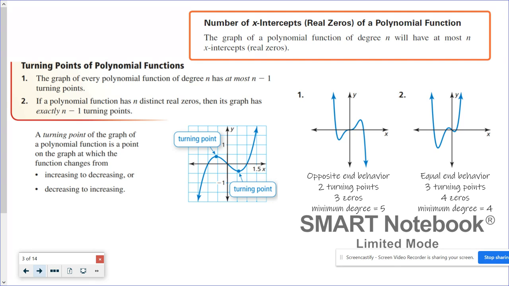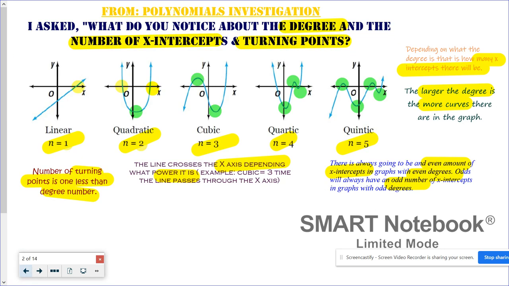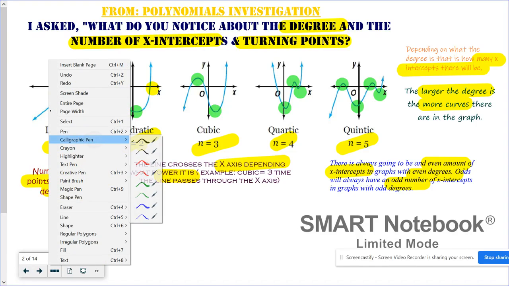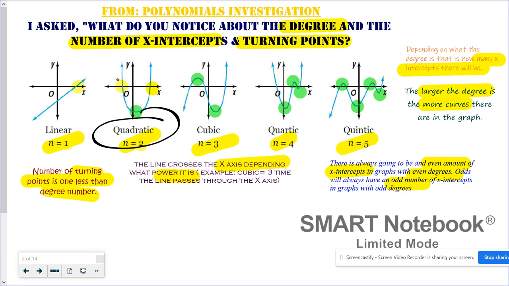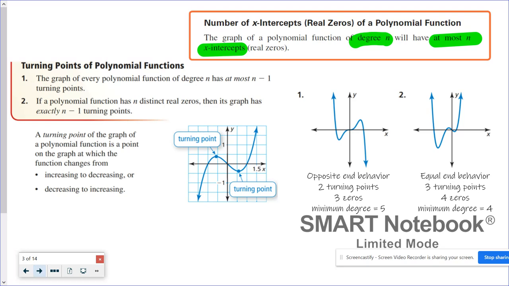So the number of x-intercepts, which are the real zeros of a polynomial function, says the graph of a polynomial function of degree n will have at most n x-intercepts, okay? Because if you think about it, you've studied quadratics extensively. And a lot of the times a quadratic has 2 x-intercepts, but we have seen a quadratic with only 1 x-intercept. We've also seen quadratics with no x-intercepts. So it makes sense that when we say degree n will have at most n x-intercepts, our knowledge of quadratic functions is good proof of that.